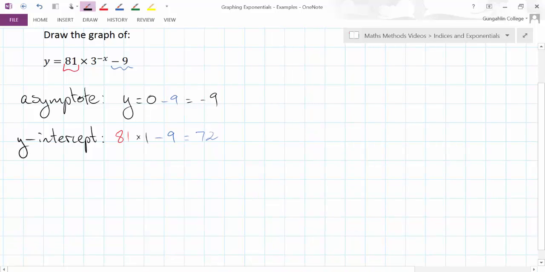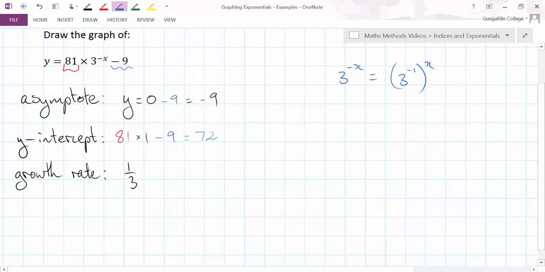Next most important thing is the growth rate. Okay, the growth rate is actually not growing, it's decaying. So the way we can express that is it's going to be 1/3. In other words, it's going to drop by 1/3 every unit we move along to the right. And the way we can show that, this 3 to the minus x, well, that's the same as 3 to the minus 1 to the power of x, which is the same as 1 on 3 to the x. So I could write it that way as well. This is the negative power thing going on.